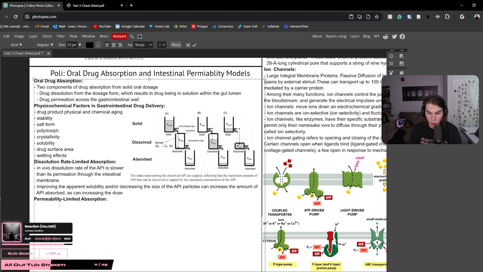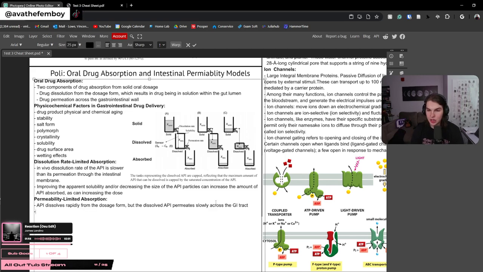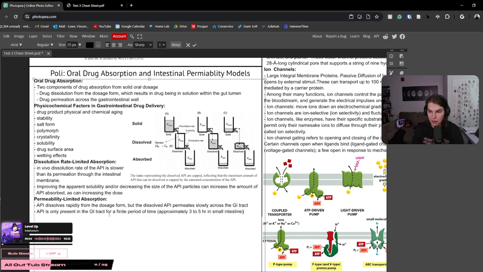Permeability rate limited absorption is going to be the opposite. So essentially in this factor, when it dissolves much quicker than it can permeate across the GI tract, that is when it's permeation limited absorption. So again, it's going into the same factors, chat. The rate limiting here, instead of the GPU or CPU, is the GPU. But in this case, the rate limiting is the permeation and not the dissolution. So increasing the apparent solubility may increase the absorption by increasing the concentration gradient. Because again, a lot of this is concentration gradients, chat. From high to low is what we're trying to do.